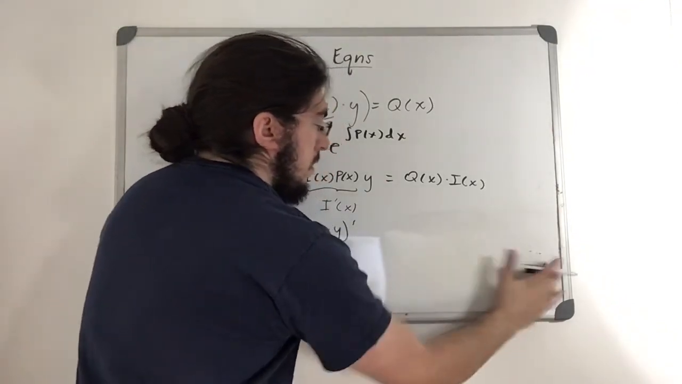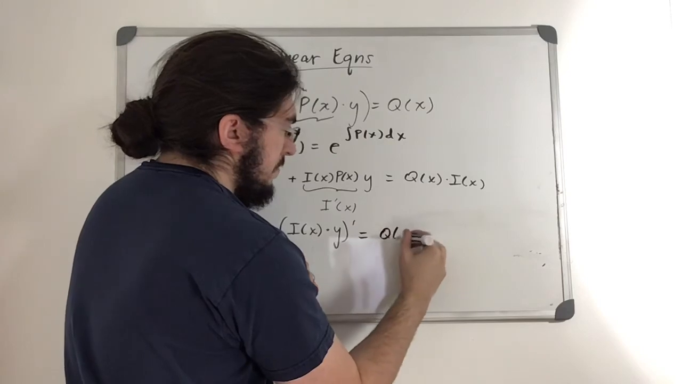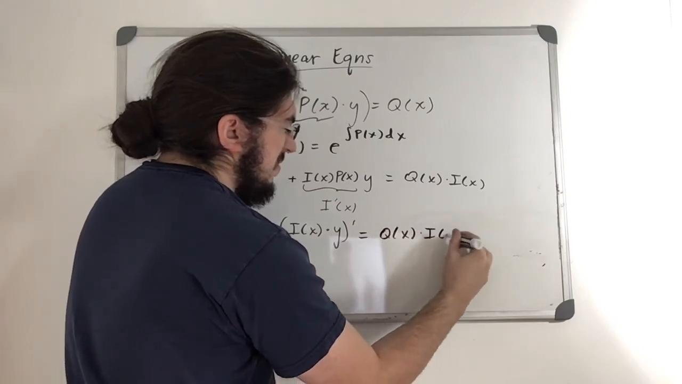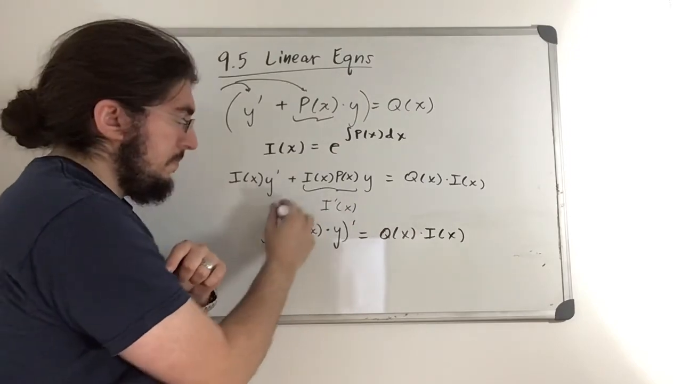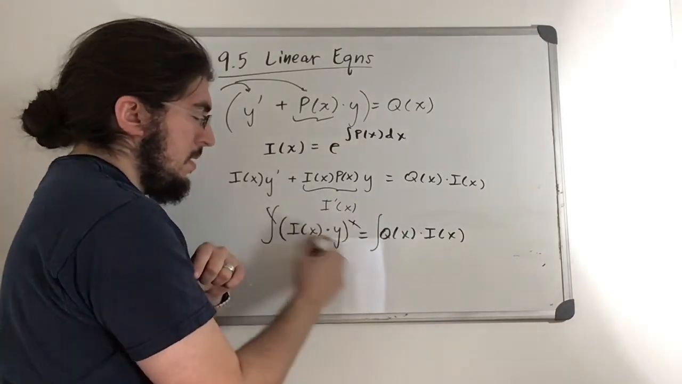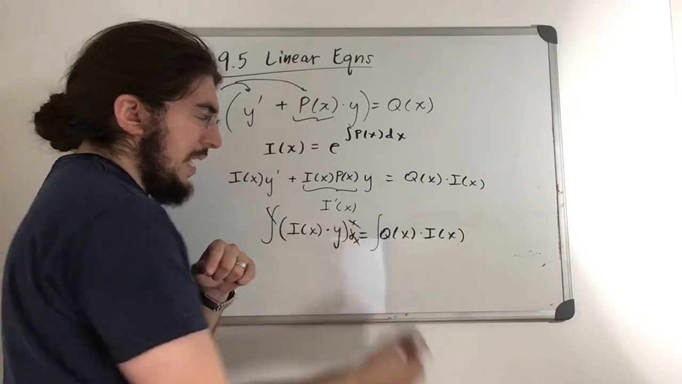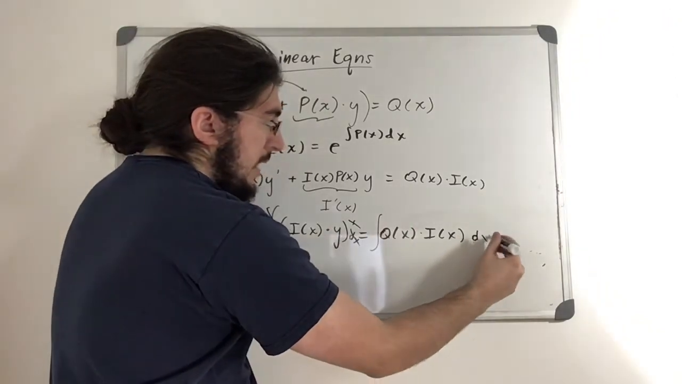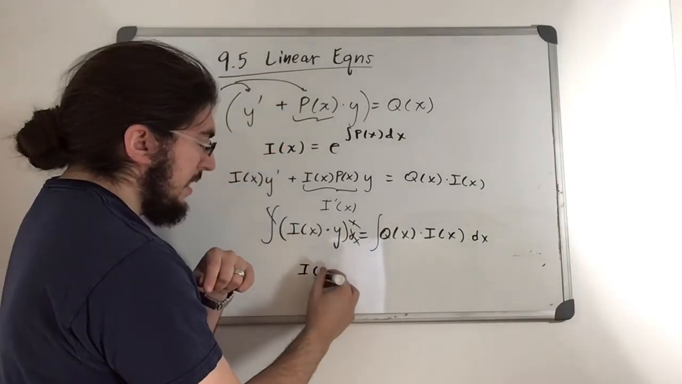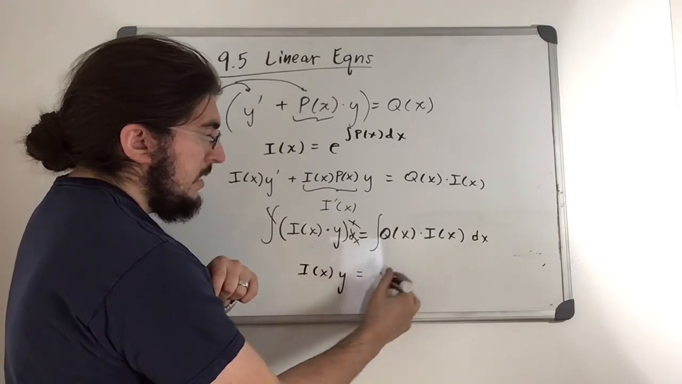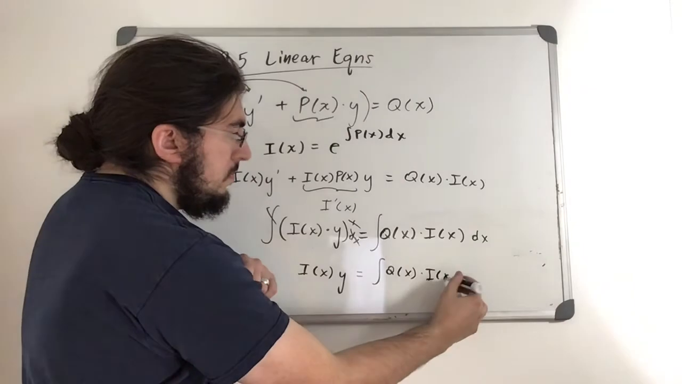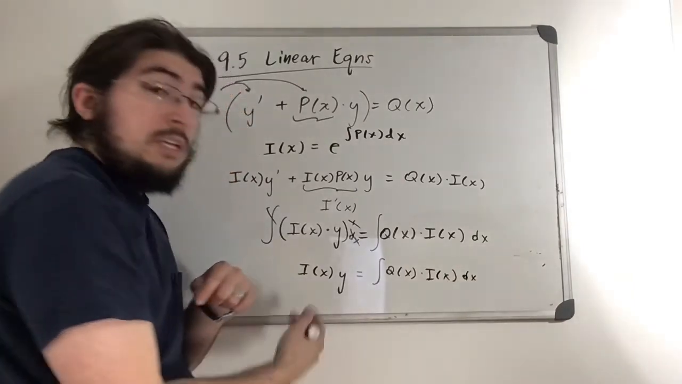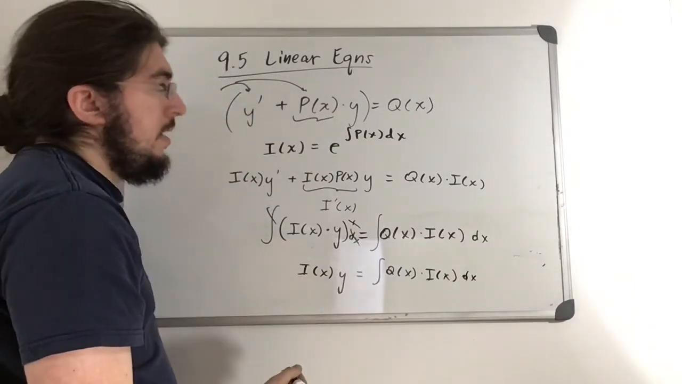We can do this real quick. So integrate both sides with respect to x to get rid of this prime. So technically it's dx, but that cancels out too, so it doesn't matter. Here we need dx though. So we'll get I of x times y is equal to the integral of q of x times I of x dx. And you can solve for y by dividing by I.